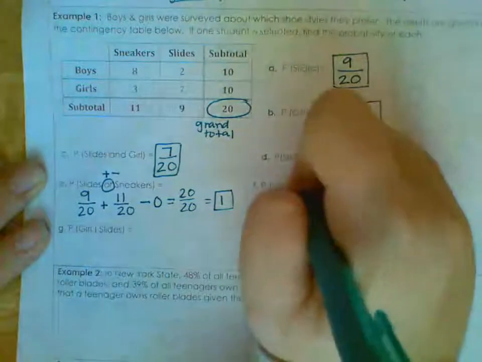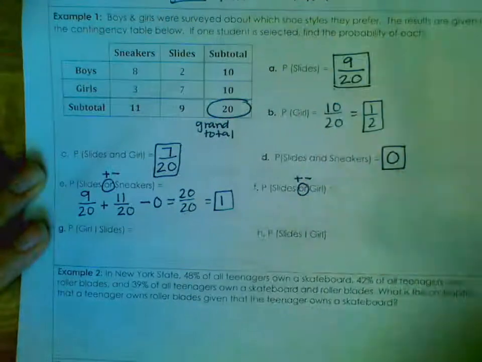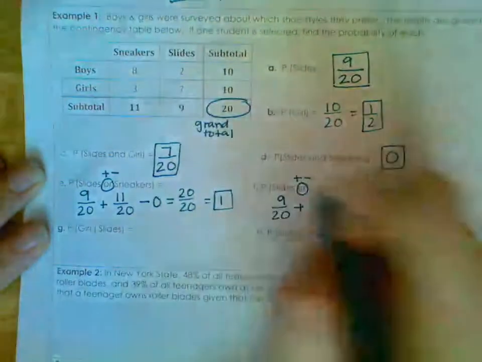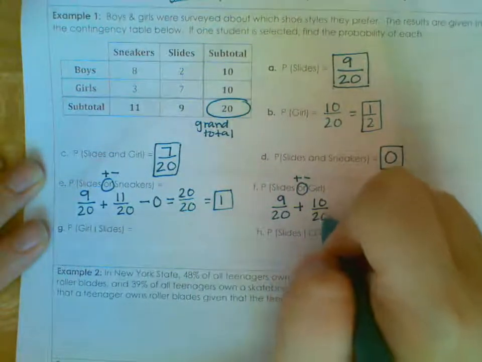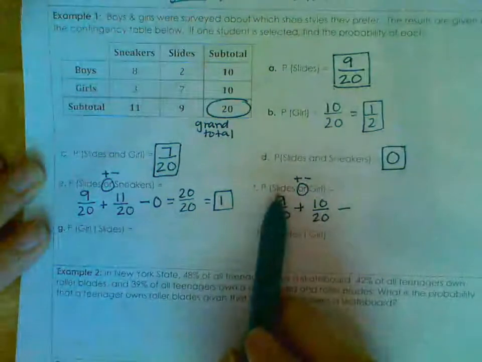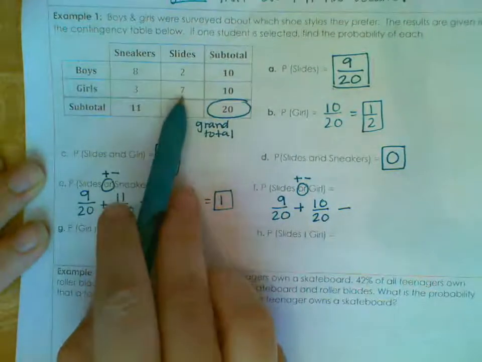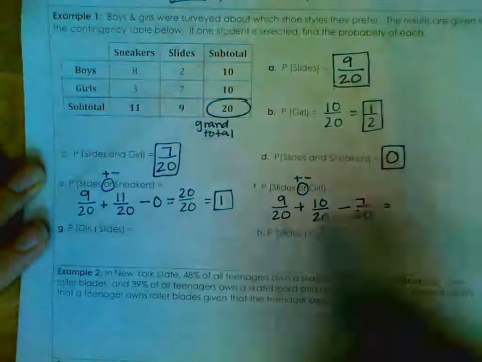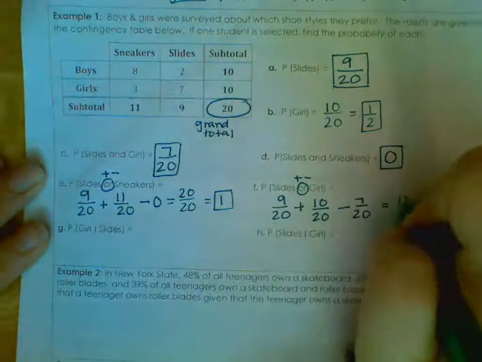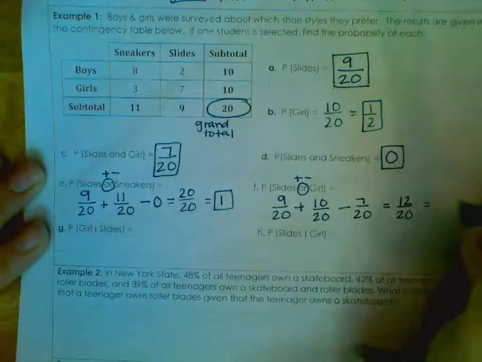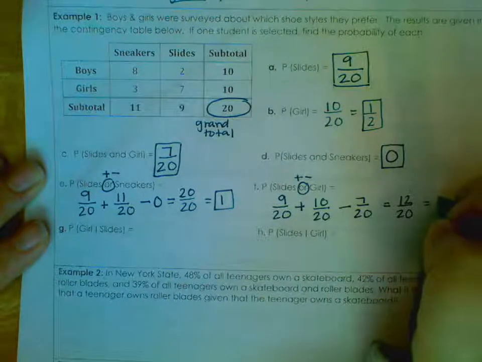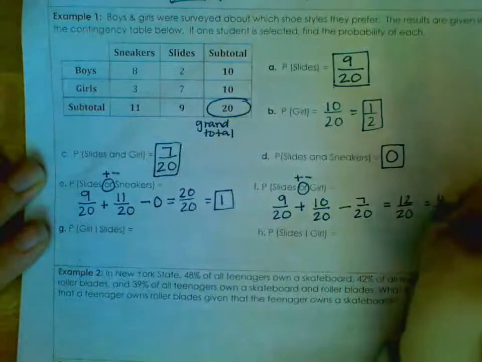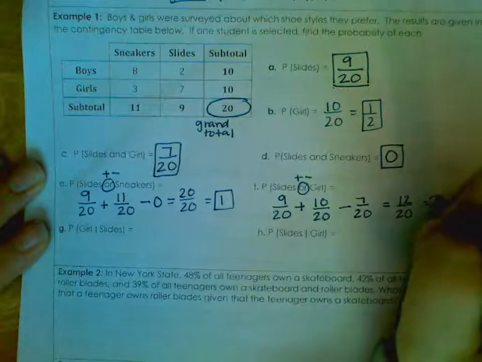Okay, slides or girl. Remember, we add and then subtract. That's going to be 9 out of 20 for the slides, plus 10 out of 20 for the girls, minus how many girls also picked slides. That would be 7. We're going to subtract that. So that gives us 19 minus 7, that's 12 out of 20, which reduces to 3 out of 5. There we go.